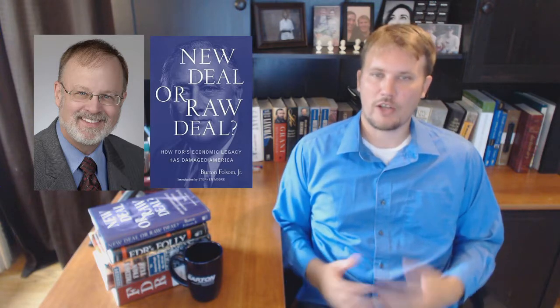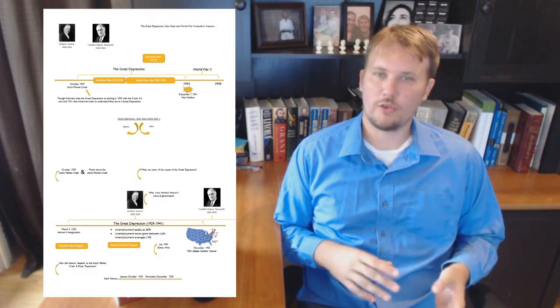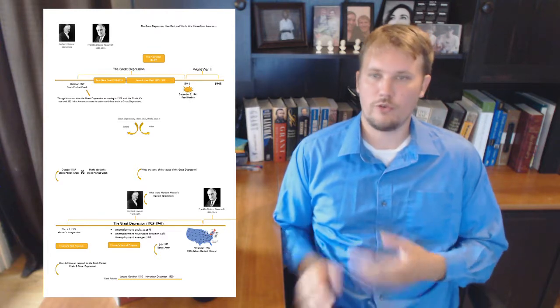And then I took two books that take a critical look at FDR. The first is Jim Powell's FDR's Folly, How Roosevelt and His New Deal Prolonged the Great Depression. And the other one is Burton Folsom Jr.'s New Deal or Raw Deal, How FDR's Economic Legacy Has Damaged America. So I took those four books to write these lectures on the Great Depression and the New Deal. If you want to use your guided notes, we'll be on pages 1 and 2 of the Great Depression, New Deal, and World War II.